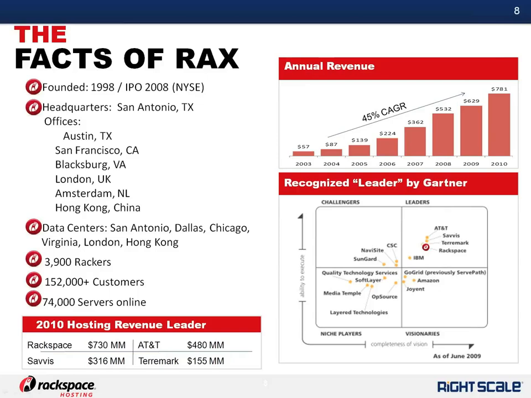We're growing pretty quickly. We're getting close to about 4,000 rackers, we call them, which are employees at Rackspace. And we're now over 150,000 customers. As you see the growth trajectory there on the chart, I think the important part on this slide really is that we are in a combined revenue world. We are a leader in the hosting space, and we're also recognized as a leader by Gartner.